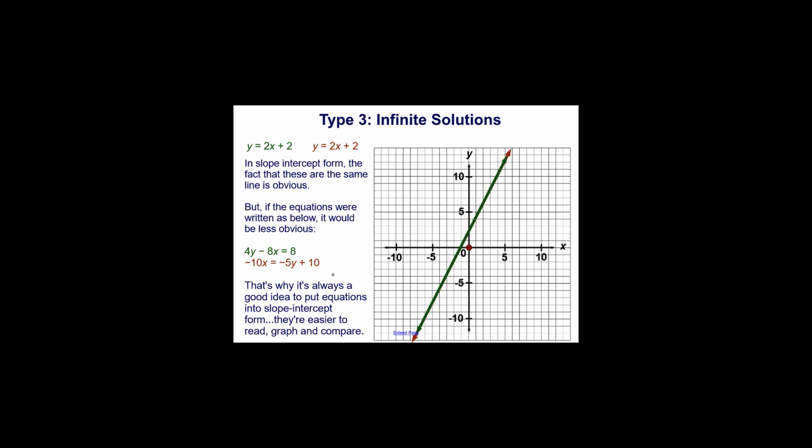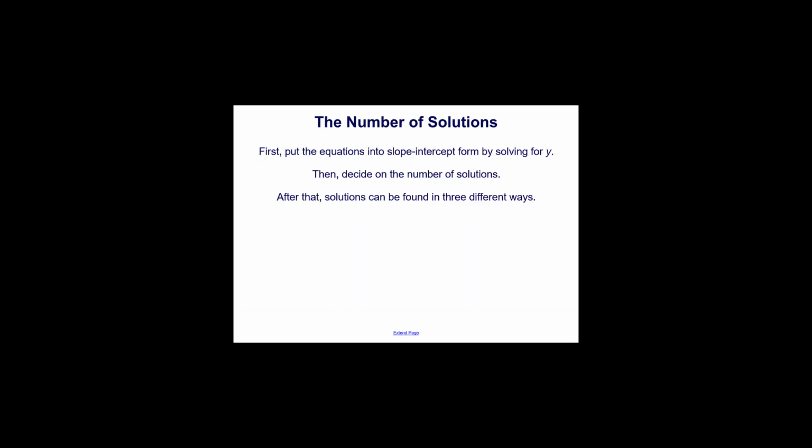So that leads us into the conclusion that when looking at a system, it's a good idea to always put the equations in slope-intercept form because they're easier to read, they're easier to graph, and they're easier to compare. And then you can identify the type of solutions that that system would have very easily. When looking for the number of solutions to a system, there then becomes a certain step that you take. You would first put the equations into slope-intercept form by solving for y, and then you can decide on the number of solutions. After that, the solutions can actually be found in 3 different ways.